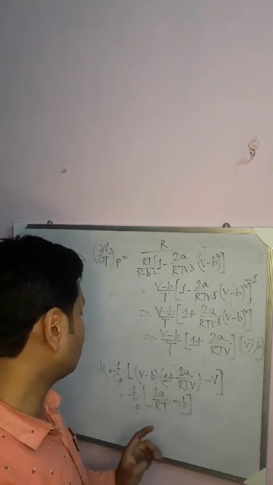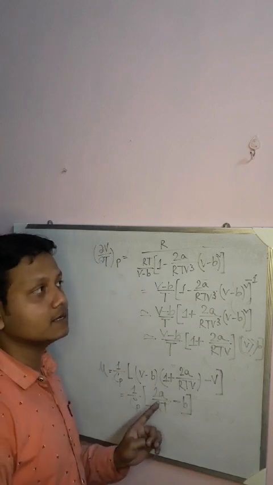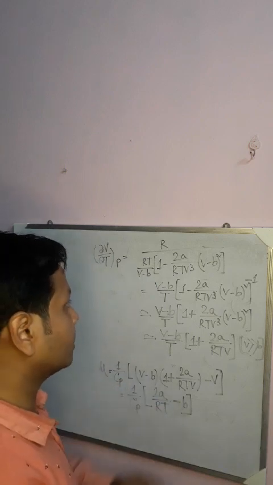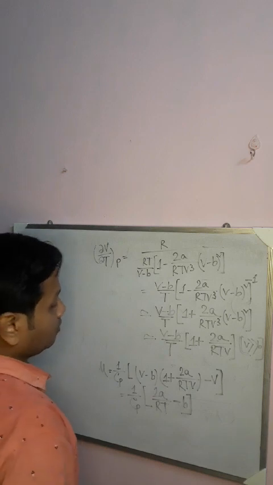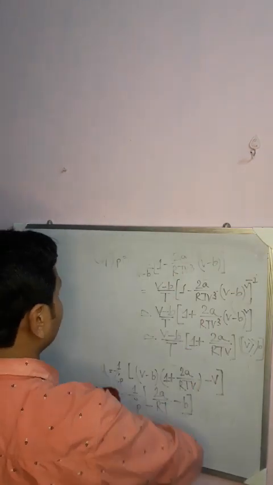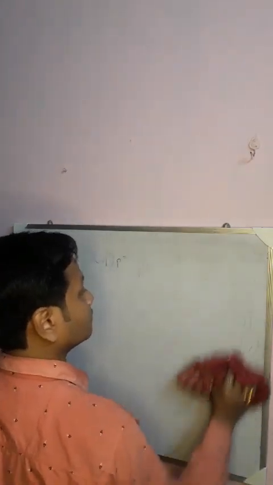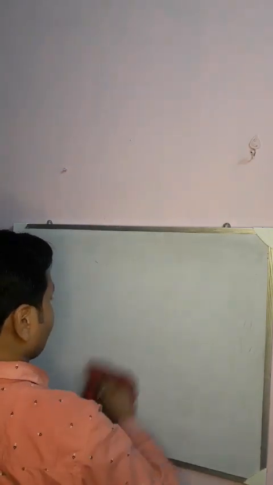Now you know that this relation is used to calculate the value of Ti, that is inversion temperature, for different gases. So this is the value of Joule-Thomson coefficient for a van der Waals gas.